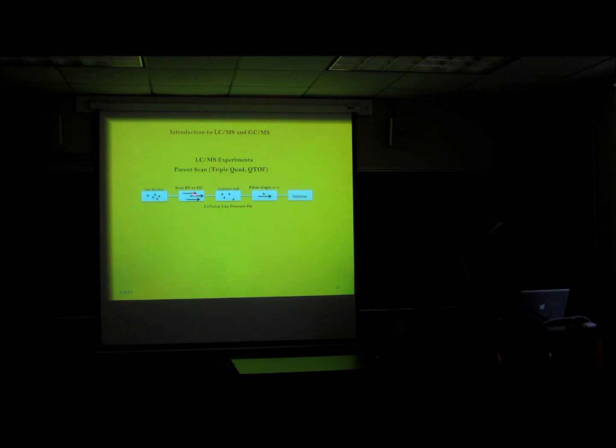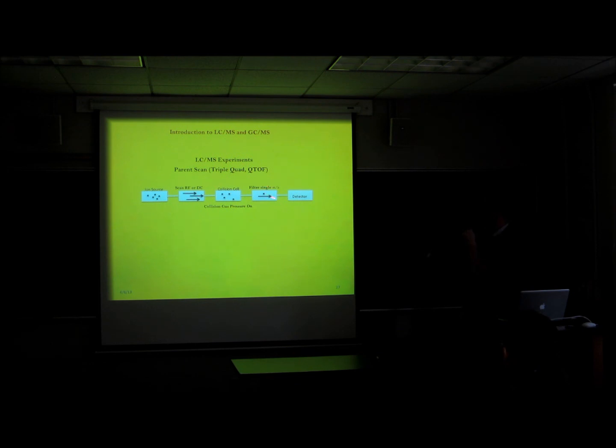But if this is a result of fragmentation of something that was going through here, wherever this was scanning at RF when 159 saw the detector, it knows that, and it'll tell you the parent M over Z value for that fragment ion. So you're forming your ions, you're scanning RF here, letting everything through, breaking everything into pieces, but only allowing through one specific daughter ion. So if 159 happens to be a daughter, you set this up for 159. When that hits, if this is at 159, that's the parent.